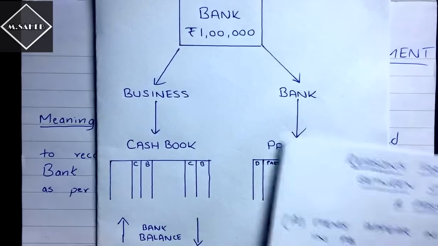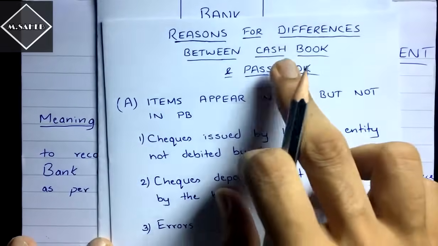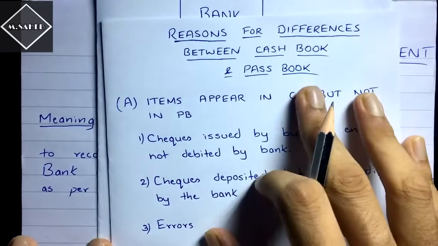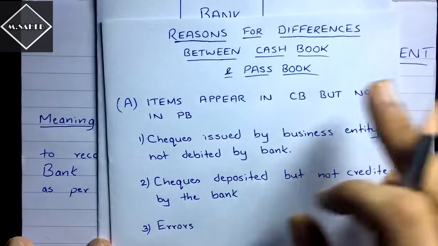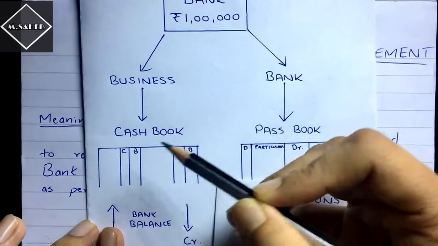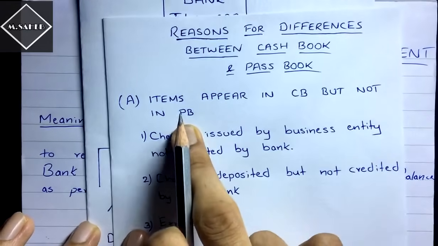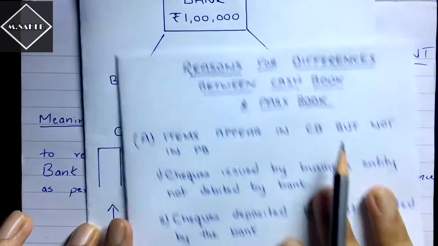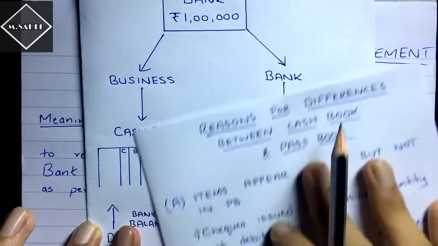See, here there are reasons for differences between the cash book and the passbook. Why do the cash book and passbook differ? Items appear in the cash book but not in the passbook. See, what are those items?